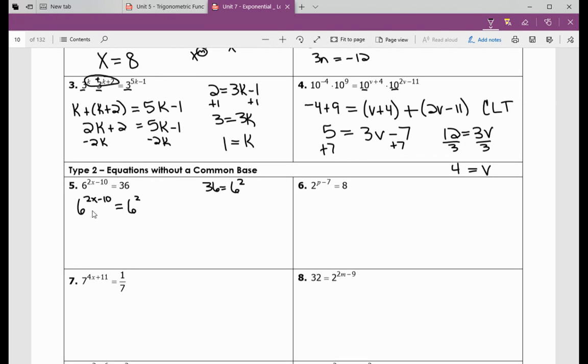Now that I have my bases the same, we can do what we did in the first 4. Drop the base, set the exponents equal, and solve it. So add 10 to both sides. That gives you 12. Divide by 2, and you get 6.